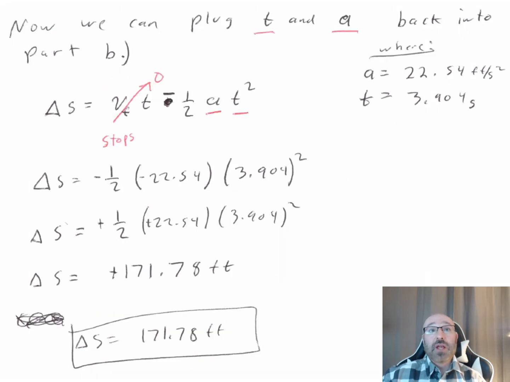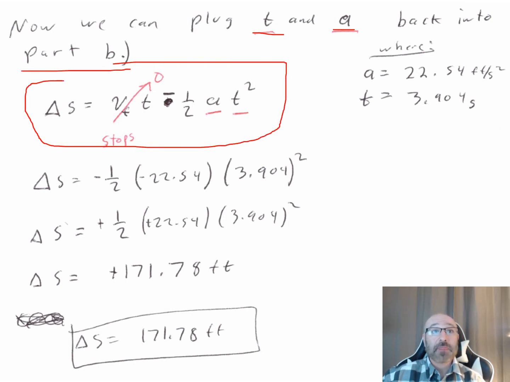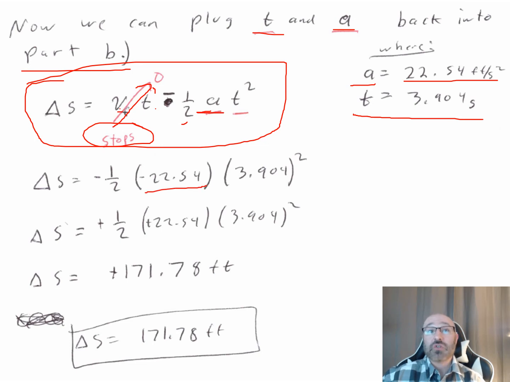Now we can plug this t and the a back into part B. So if we go back into our general equation in part B right here, I have my a equal to 22.54 feet per second squared, and I have my time equal to 3.904 seconds right there. I can plug back in over here. Well, the first term of this kinematic equation goes to 0 because it stops. So this becomes 0. So 0 times t is 0. Minus 1/2 at squared. So minus 1/2 negative acceleration because it's a deceleration. Negative 22.54 times my time squared right here.